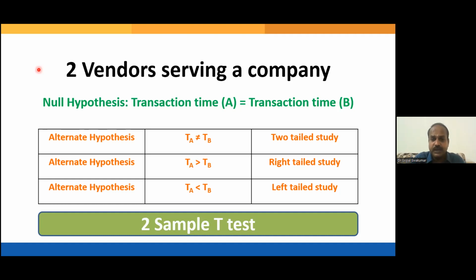If the vendor A transaction time is 14 minutes and vendor B transaction time is 27 minutes, nobody is going to ask you a question. Yes, fantastic, man. You have done a great job. You have done a favor to our company. You have cancelled the contract. That fellow is very worst.